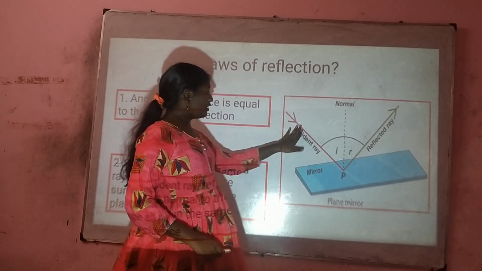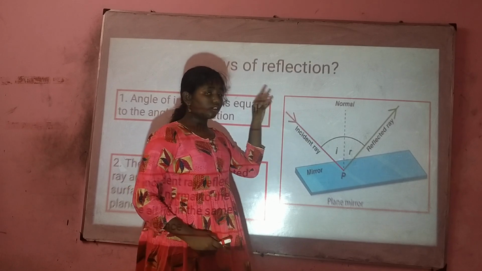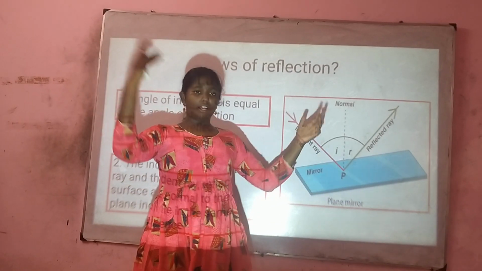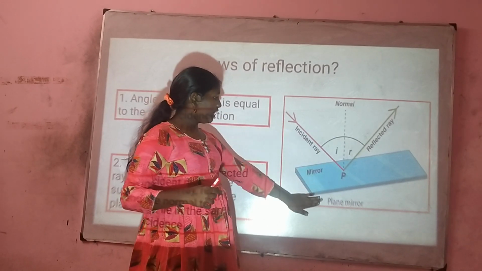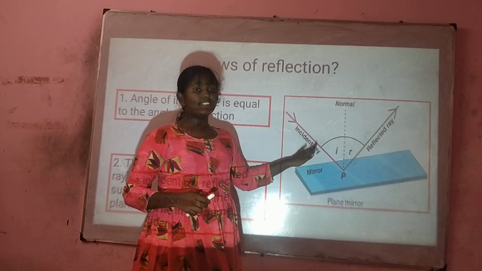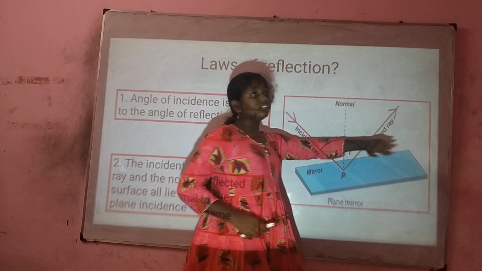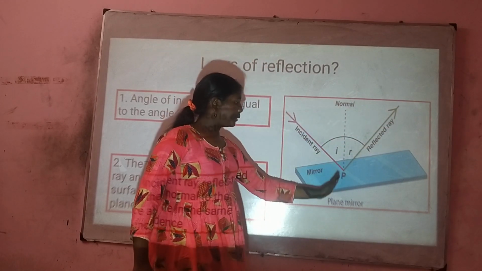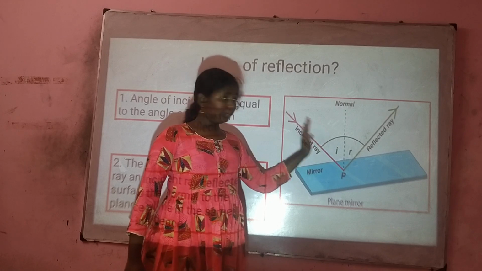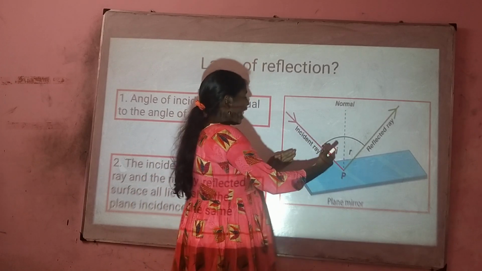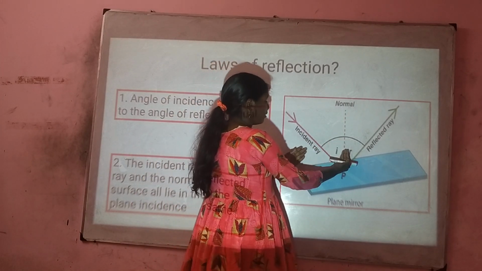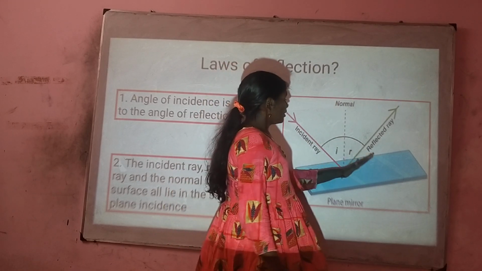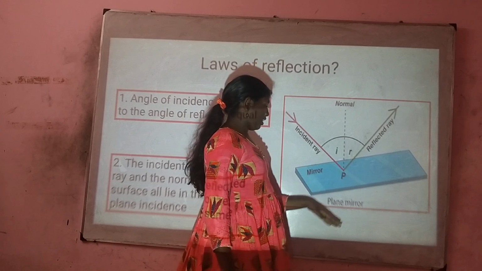The incident ray is the ray that comes from the sun or any source of light, like tube lights or bulbs. A light ray comes and hits a mirror, which is known as the incident ray. When it bounces back, it is known as a reflected ray. The normal is the line drawn in between to separate the beam shape. The angle formed between the normal and the incident ray is known as the incident angle, and the angle between the normal and the reflected ray is known as the reflected angle.